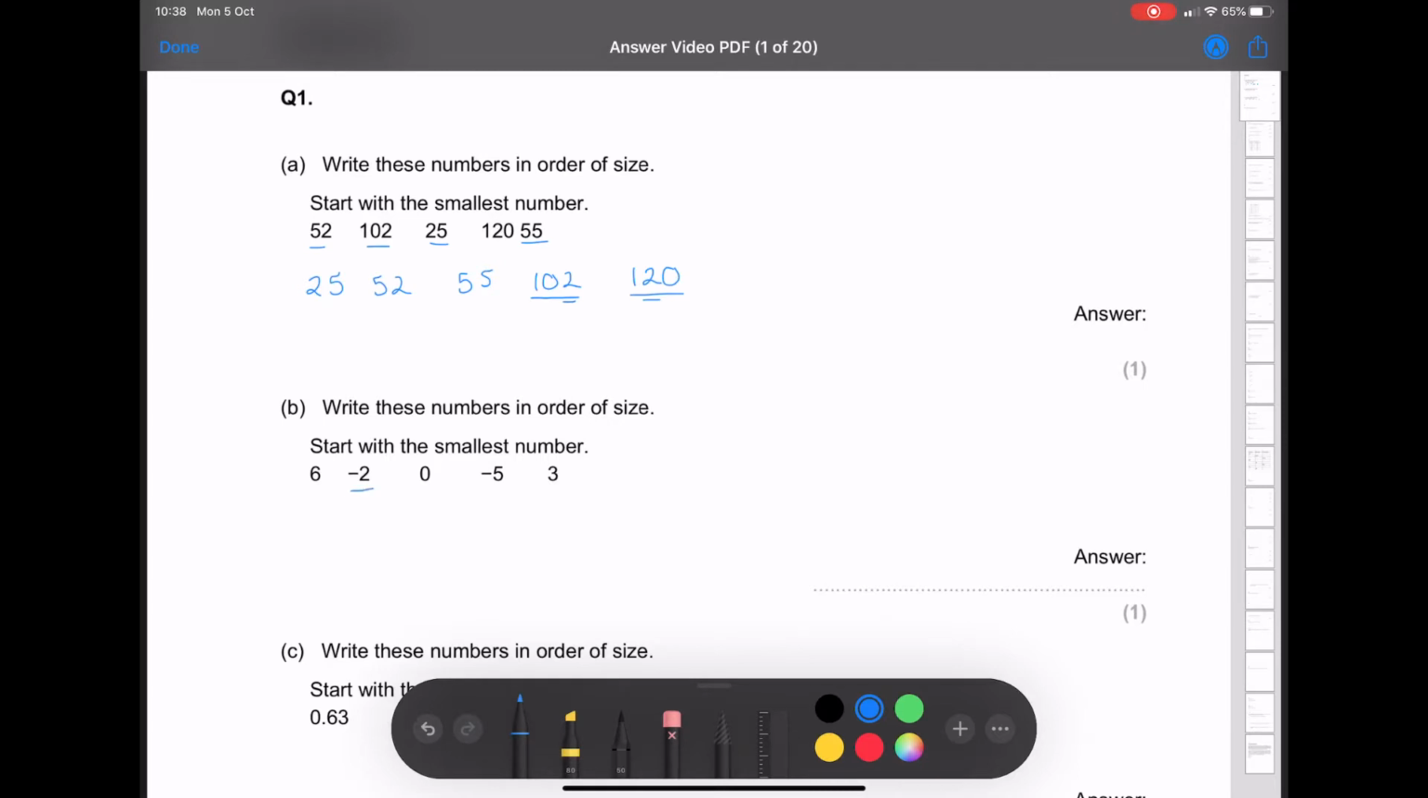Okay, B says to write these numbers in order of size. Now, when we're looking at negatives, negatives are smaller than 0. Okay, negative numbers are smaller than 0. So that means that also, the further negative you go, the colder it is. So think of it in terms of temperature. -5 is colder than -2, and -2 is colder than 0. So you must remember that -5 is the coldest. Then we have -2, then 0, then 3, then 6.